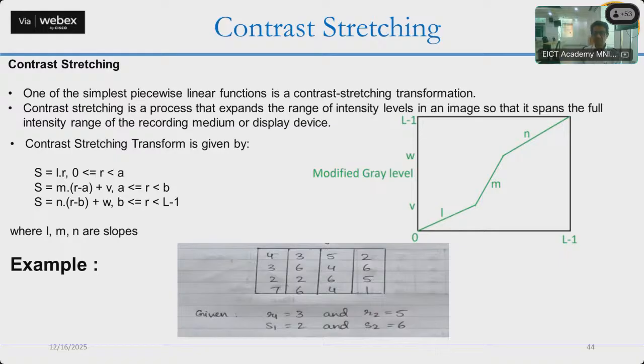And then for the third region, between B and L minus 1, we can write S equals N(R minus B) plus W. Where L, M and N are all slopes.